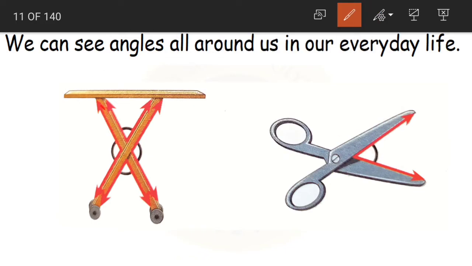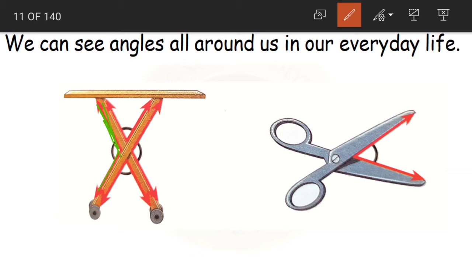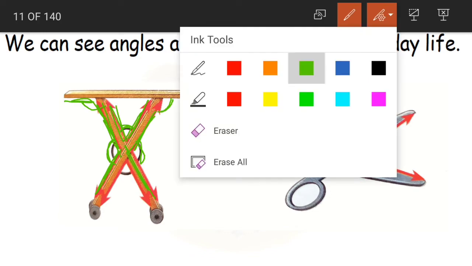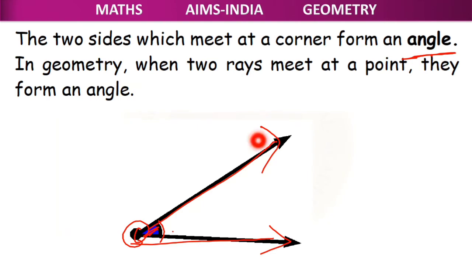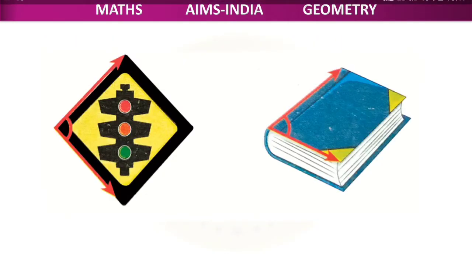Even in this figure, this is a table. See these two rays. Let us take a different color. These two rays are joining here, so this forms an angle. Again, these two rays are joining to form an angle. Even here, this can be an angle. So whenever two rays join at a point, they form an angle. And also when two sides meet, they form an angle at the corner.